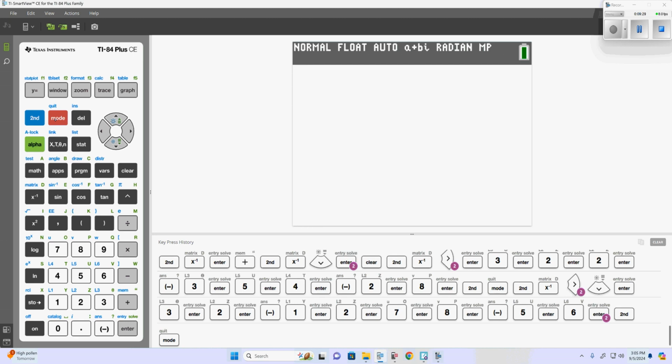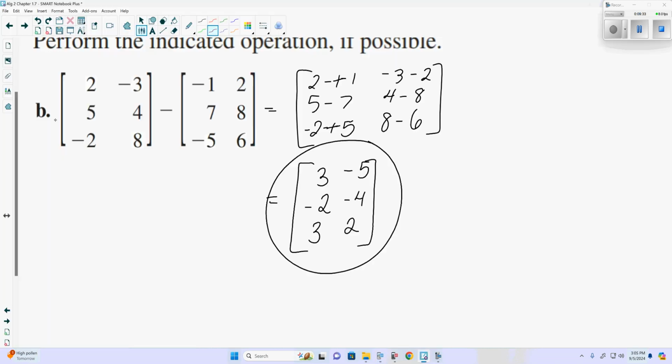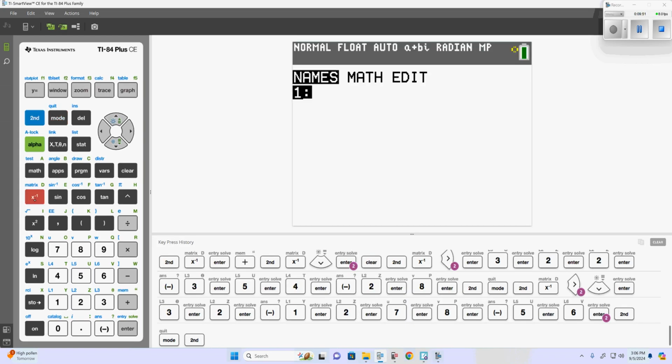Okay, so we understand how to get them both typed in, yes? Now it says syntax error, quit or go to. Do go to. So we'll define the first one as A, the second one as B, yes? So in the calculator, first thing we're going to do, once we have them typed in, is go second matrix A minus second matrix B.